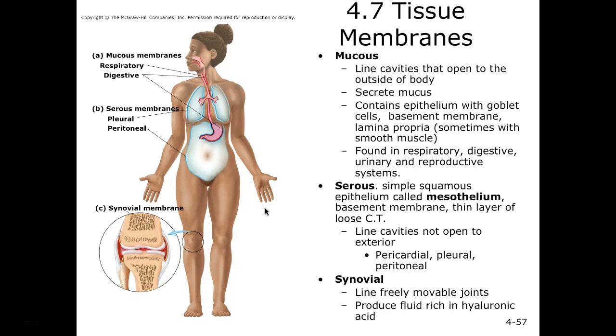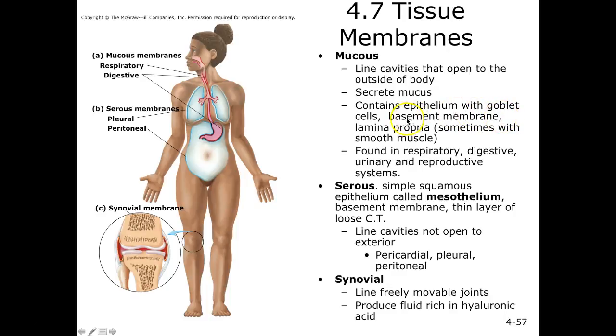And the last thing we're going to talk about are tissue membranes. I think this is the last thing. So this is a little bit of a review from chapter 1, but we didn't really discuss our mucous membranes. They're going to line our cavities that are open to the outside of the body. They secrete mucus. They contain epithelium with goblet cells, and we know that our goblet cells are the ones that are going to produce and secrete the mucus.